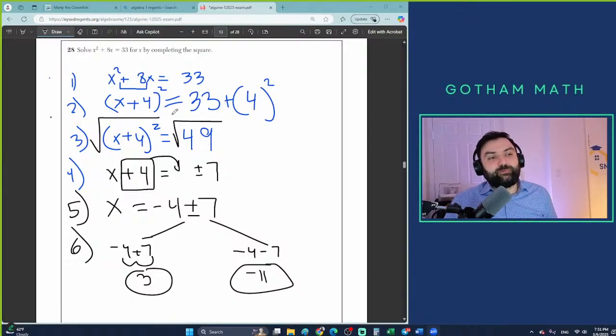The shortcut: half of the number, add it, take the square root of both sides, move the number to the right, don't forget plus minus, and then add and subtract.